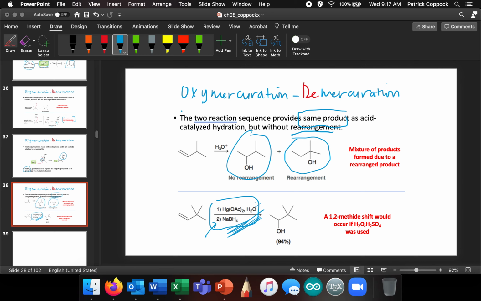All right, so oxymercuration-demercuration is a great alternative to acid-catalyzed hydration. And that's all I have to say about that. Good luck.